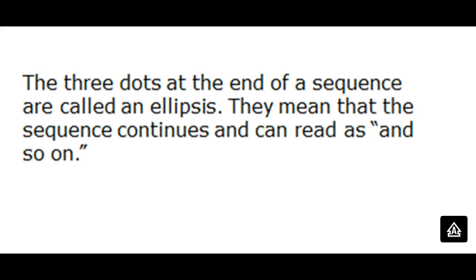Just that easy. The 3 dots at the end of the sequence are called an ellipsis. They mean that this pattern continues. So dot, dot, dot. You see that sometimes in English, you know, and it goes on.